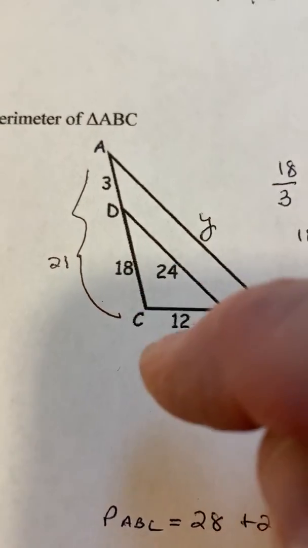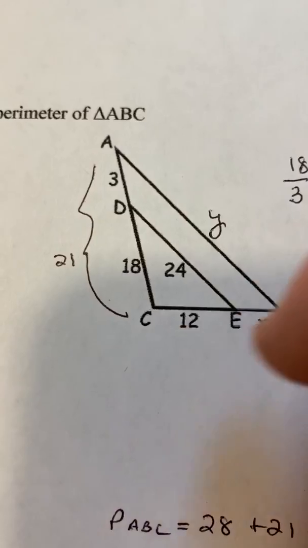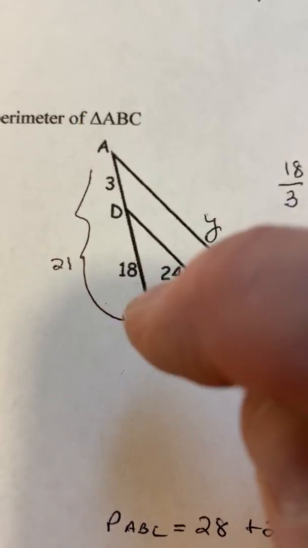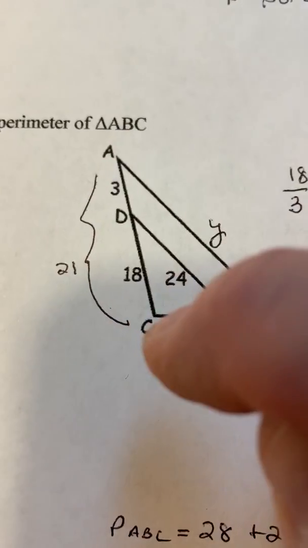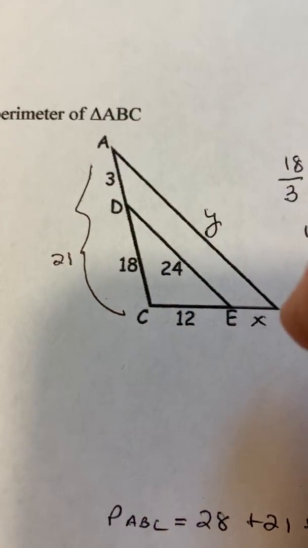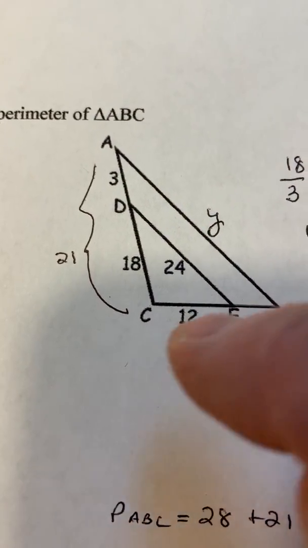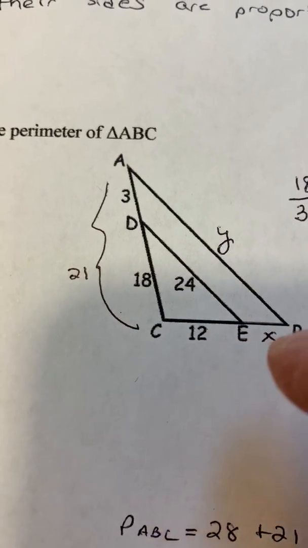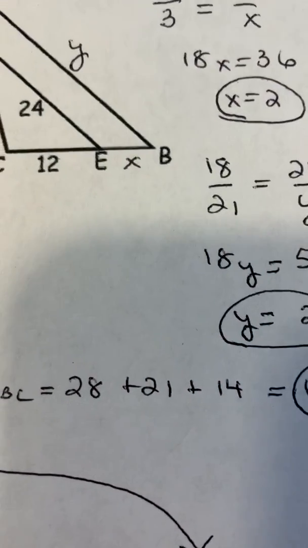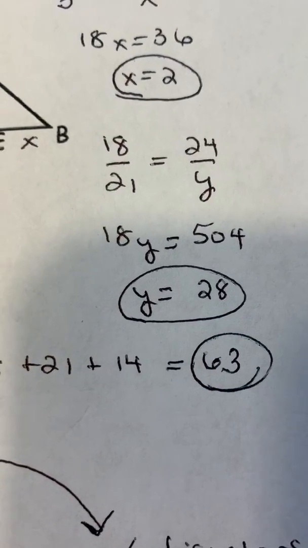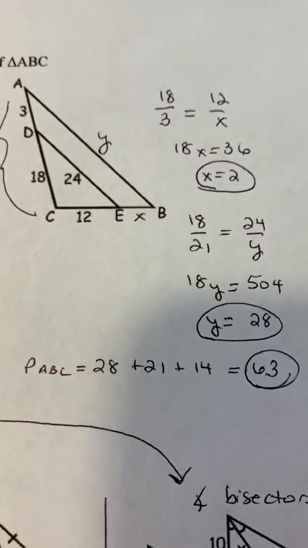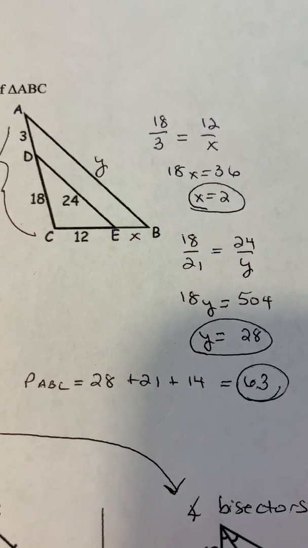You want the entire perimeter of that large triangle. So again, revisiting the reason we need that 21 is to figure out our perimeter. 21 here, 24 here, and 14 here, because remember we found X is 2. So that whole side's a 14. Add them together, whole perimeter is 63. Pull back a little bit so you can see the entirety of that solution.